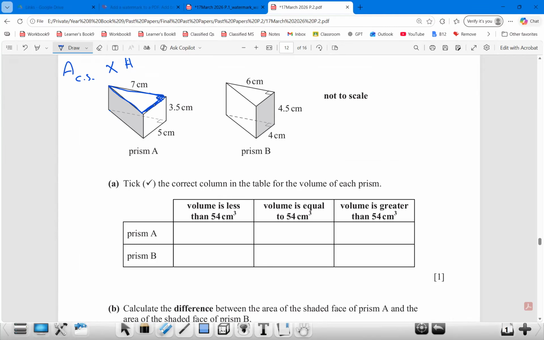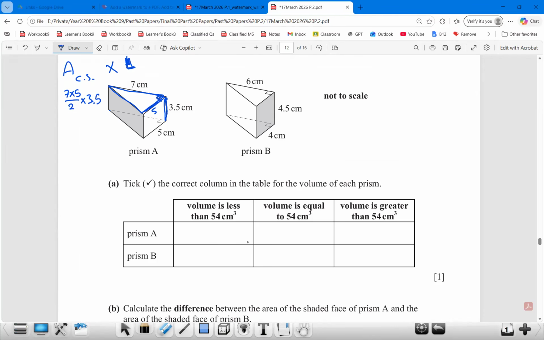What is the base? We don't have it. No, you have it. It is 5. Look at this. It's the same as this one. 5. So it is 7 times 5 over 2. But multiplied by height, which is what? Height, length, multiplied by length. Call it length, call it whatever you want. So here, the length is what? 3.5, right? So multiplied by 3.5.